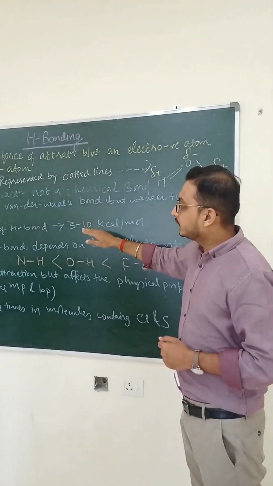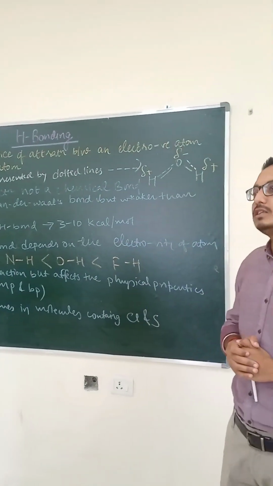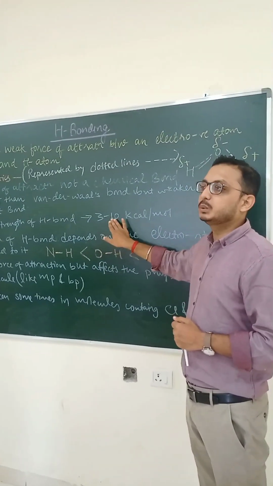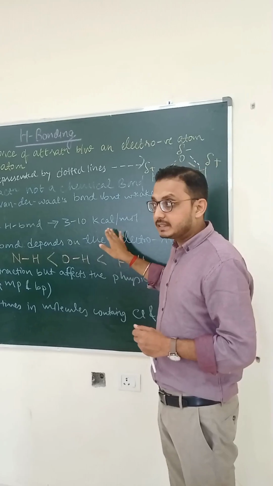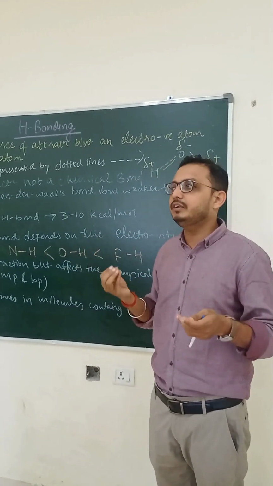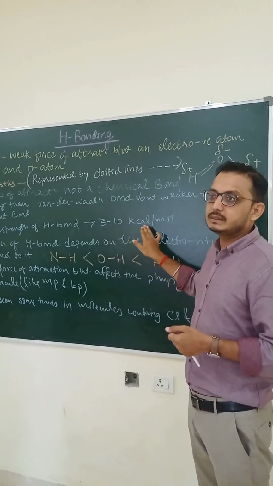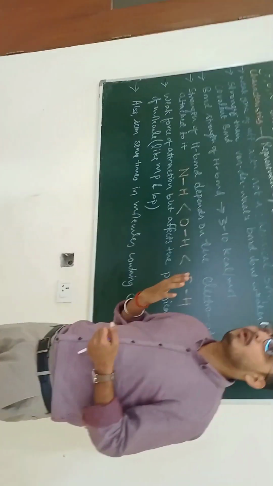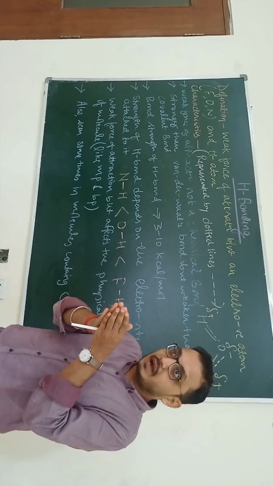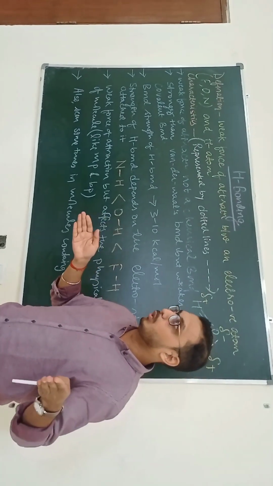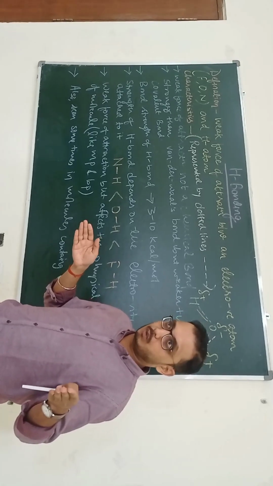Am I clear? The third point is, the bond strength of hydrogen bond is generally weaker than the covalent bond and it lies somewhere between 3 to 10 kilocalories per mole. It means that in order to break the hydrogen bond, we require very little energy, between 3 to 10 kilocalories per mole. But for covalent bond, the bond strength is stronger. That is why the bond energy required to break the bond is going to be more as compared to hydrogen bond. Am I clear?